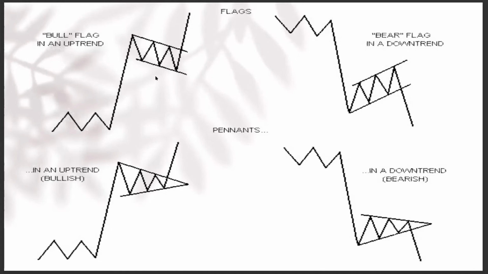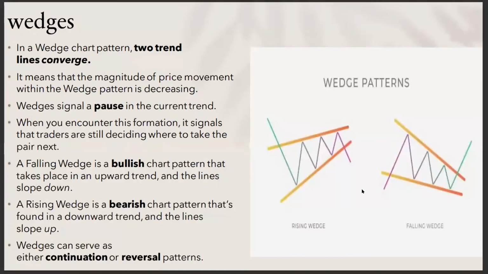So these are flags. This is a bull flag. This is a bear flag. This happens in a downtrend. This is a bullish pennant, and this is a bearish pennant. Now we'll come to wedges.